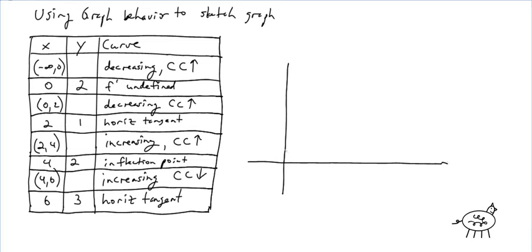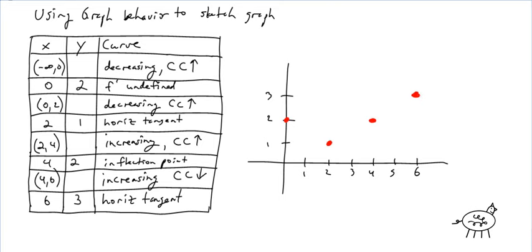All right, and we're going to go 1, 2, 3, and then 1, 2, 3, 4, 5, and 6. Okay, so let's plot 0, 2, and 2, 1, and 4, 2, and 6, 3. Okay, so let's see what's going on between these.